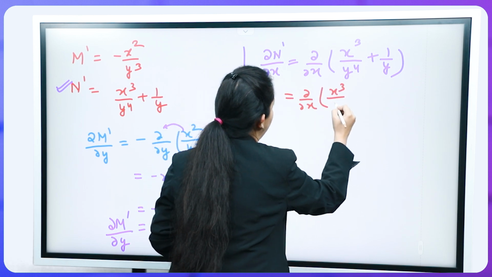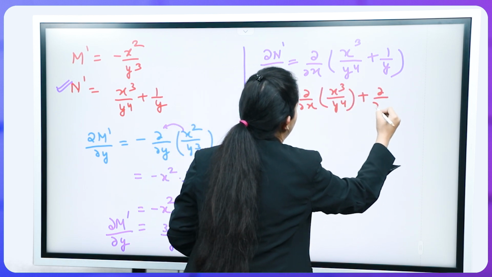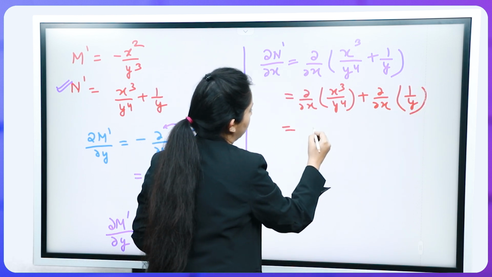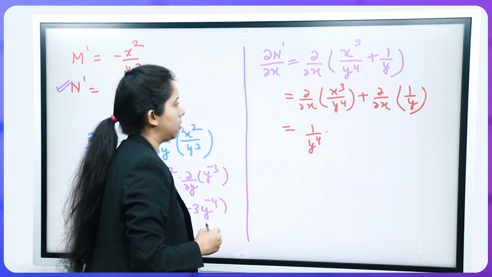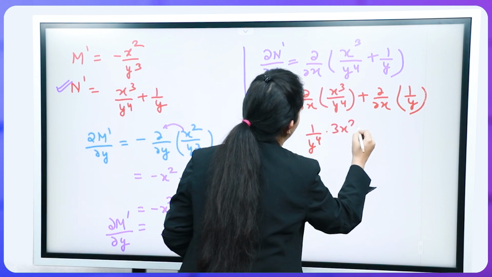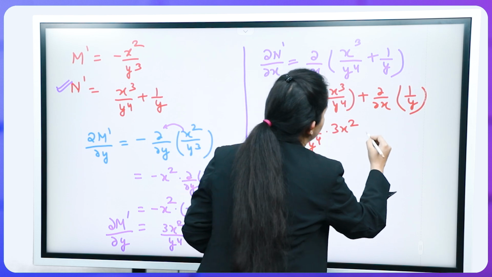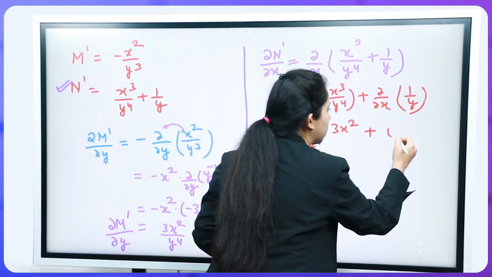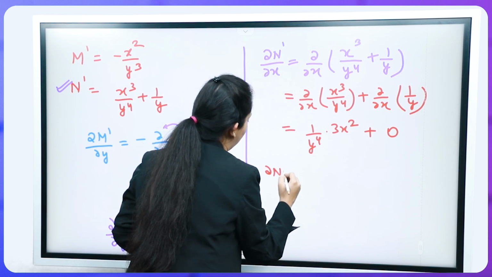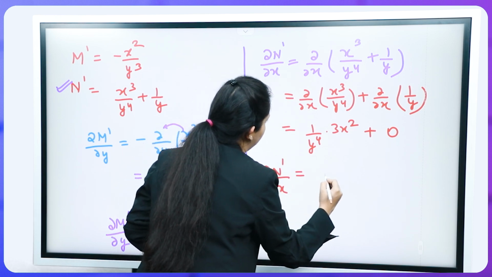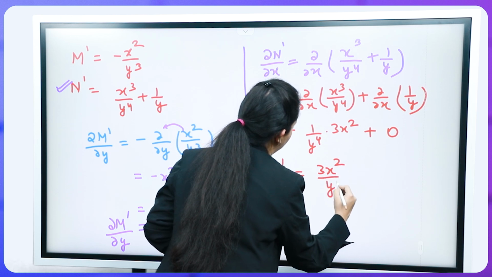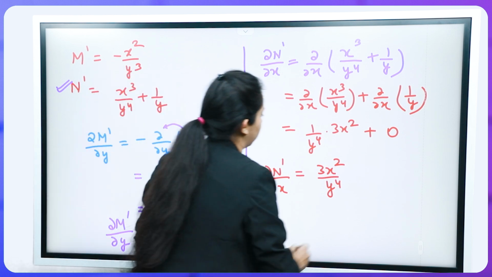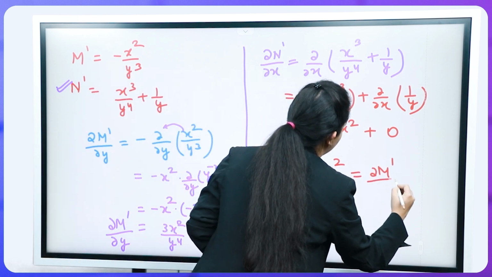So, del upon del x of x cube by y raised to the power 4, plus del upon del x of 1 upon y. Here we are differentiating with respect to x. So, 1 upon y raised to the power 4 is treated as it is, and we are differentiating x cube with respect to x. So, 3x square, plus differentiating 1 upon y with respect to x partially, this will become 0. So, the final value of del n dash upon del x is 3x square by y raised to the power 4, which is same as the value of del m dash by del y.